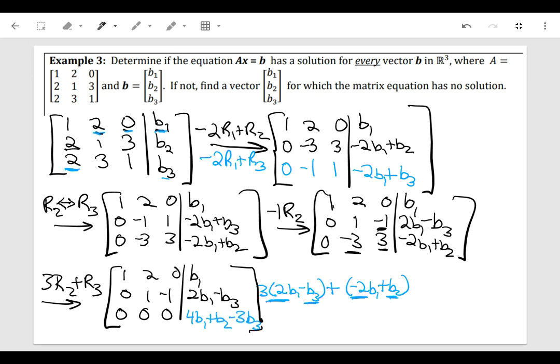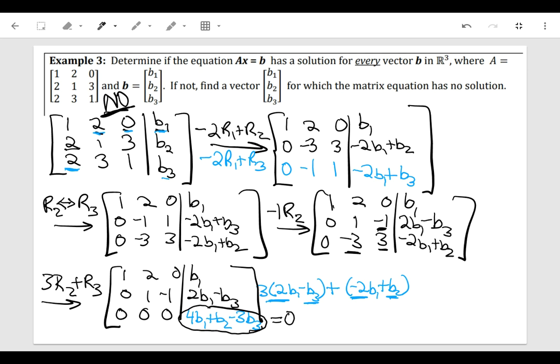Okay, so determine whether this thing has a solution for every b1, b2, b3 in R3. So if we've got this expression right here, this is not necessarily going to be a consistent system. This will only be a consistent system when this expression right here is equal to 0. So the answer to the first question here is no. There's not going to be a solution for every b1, b2, b3. So we need to answer this second part: if not, find a vector b1, b2, b3 for which the matrix has no solution.